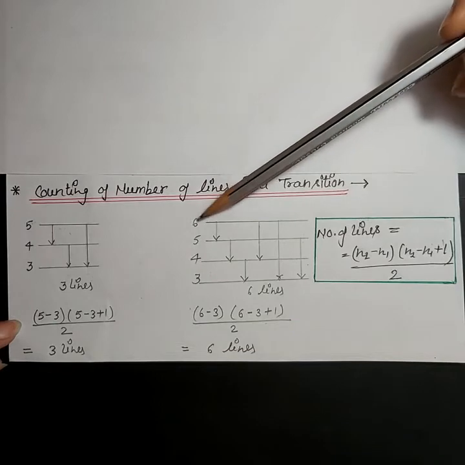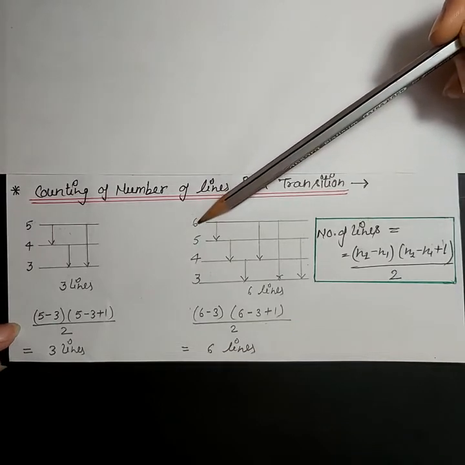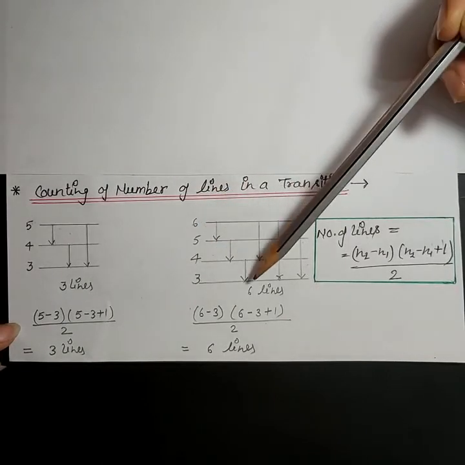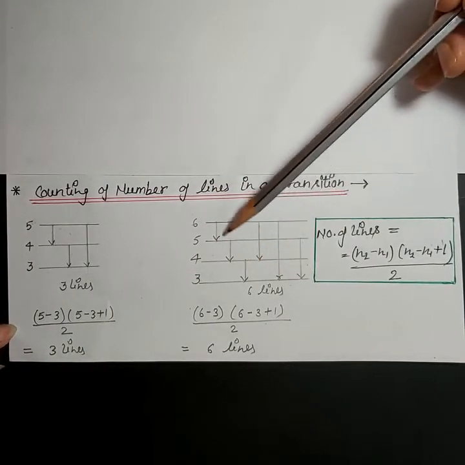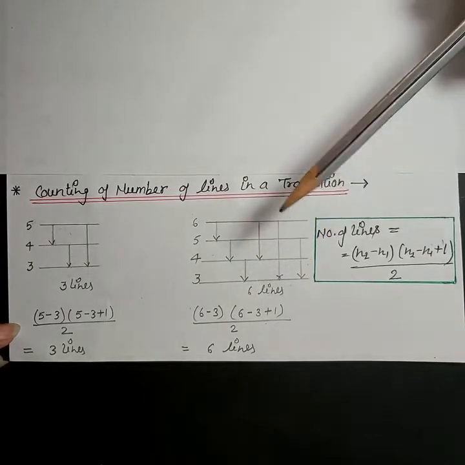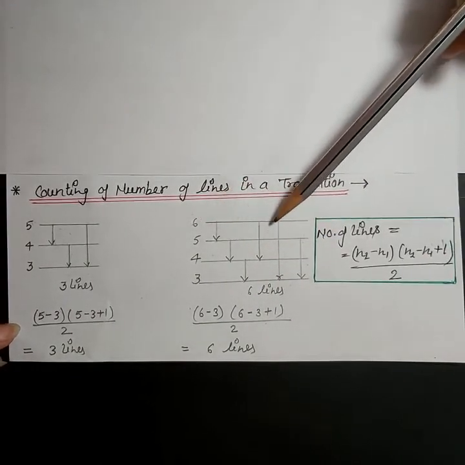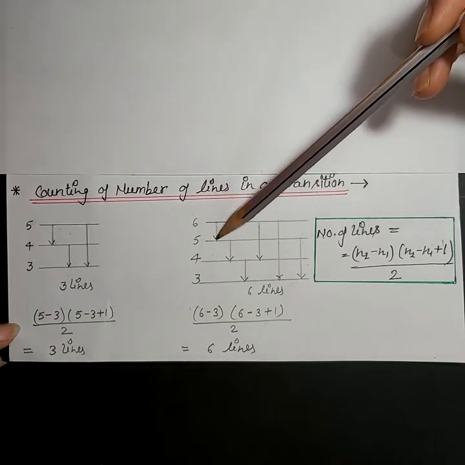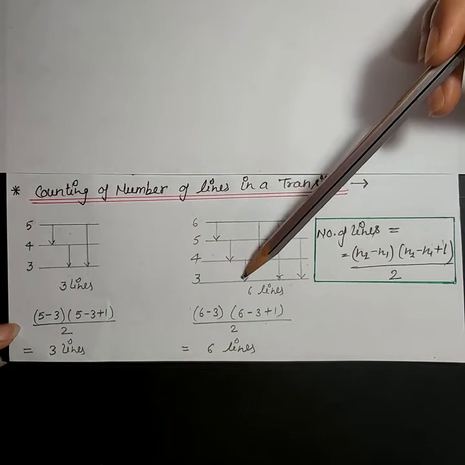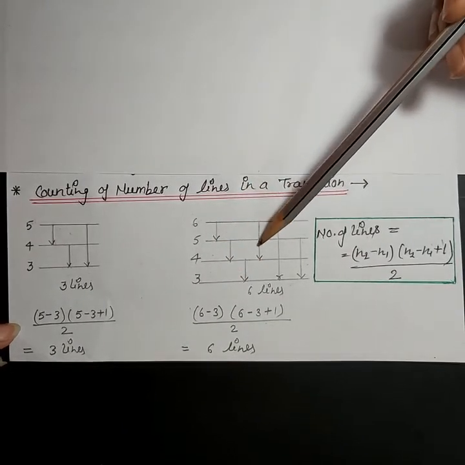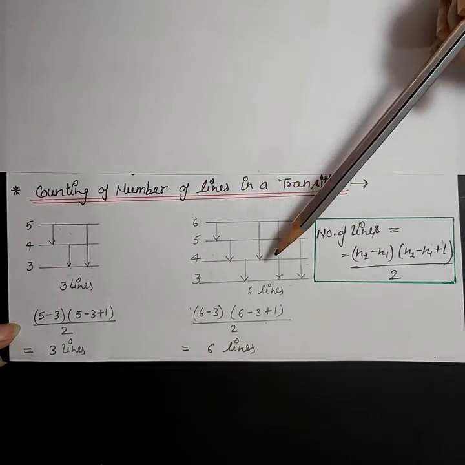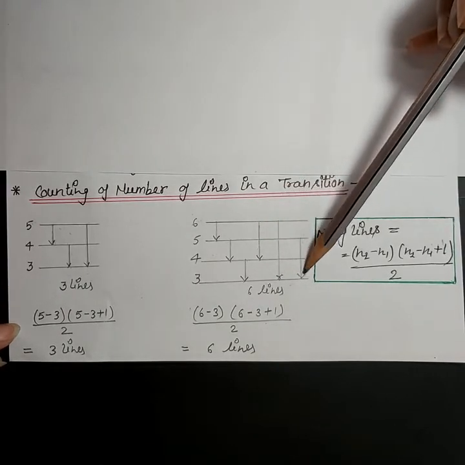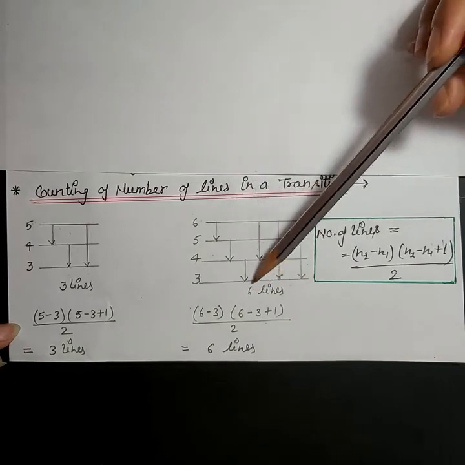Suppose an electron is present in the sixth shell and it is going into the third orbit, then in this case six lines will appear. Or six cases are possible, like the electron present in the sixth shell will go from sixth to fifth, then fifth to fourth, and then fourth to third, or sixth to fourth, or sixth directly to third, or sixth to fourth and then fourth to third. So in this case we will have six lines.